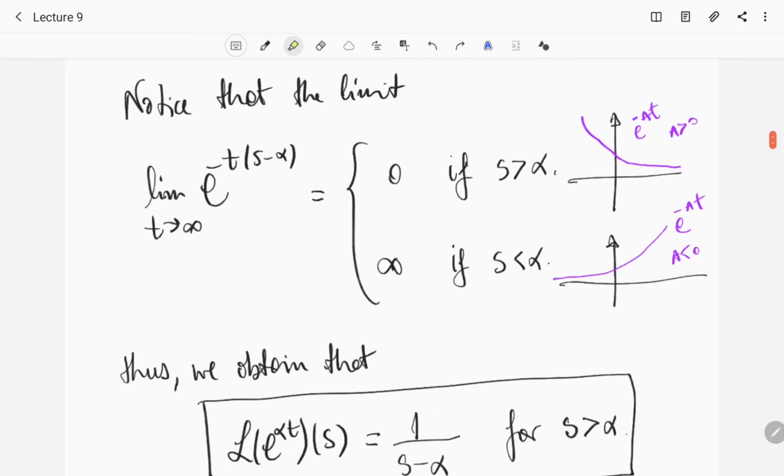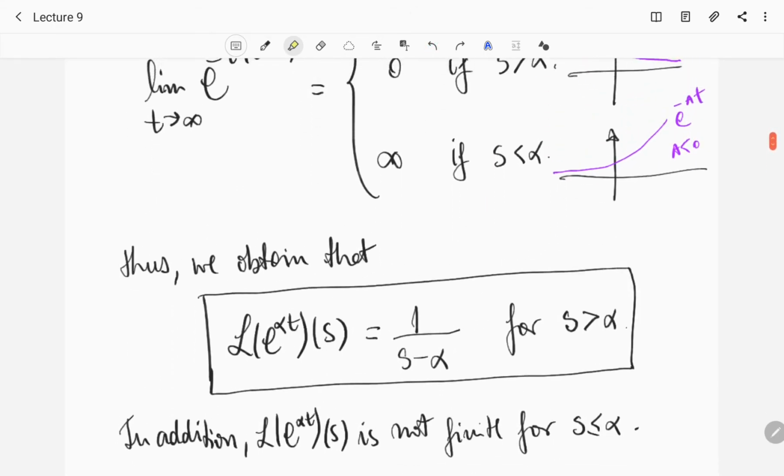going back, now we know that the Laplace transform of the exponential function of this power, alpha t, at s is exactly this guy, 1 over s minus alpha, but now we know that s should also be greater than alpha.